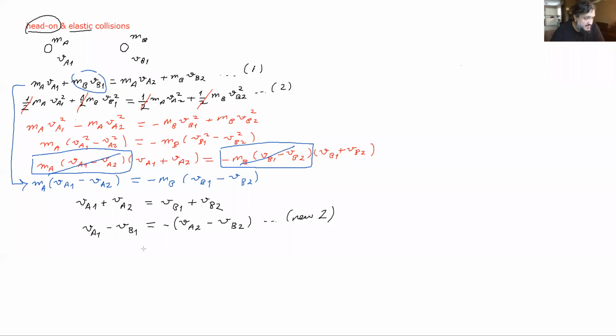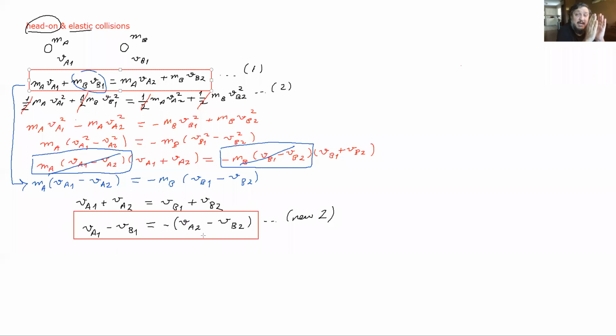This equation here, and the one that we started with, the momentum conservation. But keep in mind, this equation here, the new number 2, can only be used for head-on and elastic collisions. It has to be head-on and elastic. If it is glancing but elastic, you cannot use it either. It has to be both head-on and elastic. That's the only time you can use this simplified equation.